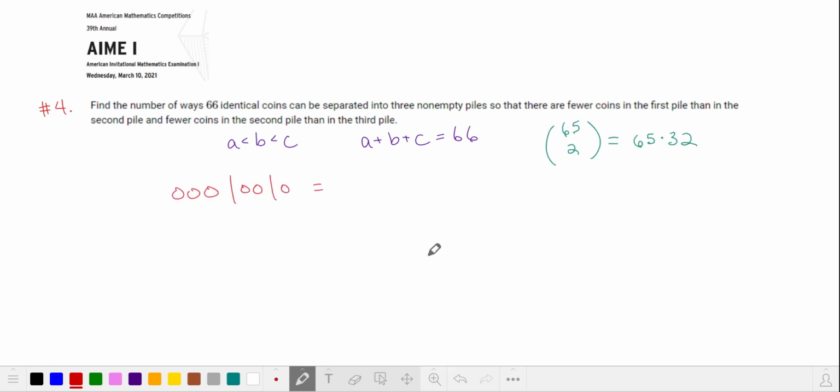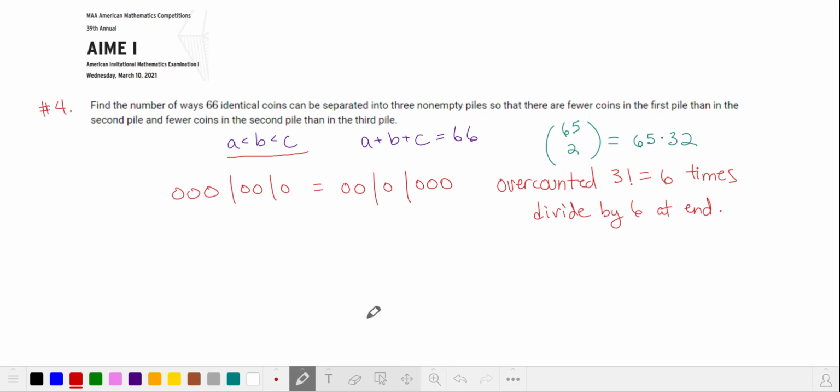Because our piles are ordered, one of our choices for our dividers, if it looks something like this, is going to be the same as this other choice. In fact, because our piles are ordered, these actually represent the same sequence. This is going to happen when we have three different sized piles, which is what we want for our problem. And these are going to be overcounted 3 factorial, 6 times. We'll take care of that at the end of the problem when we divide by 6.